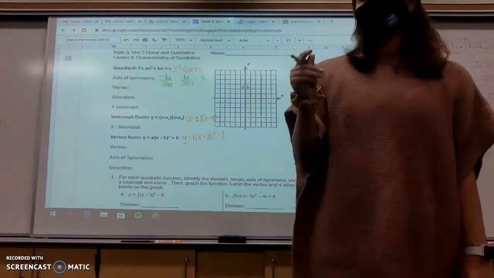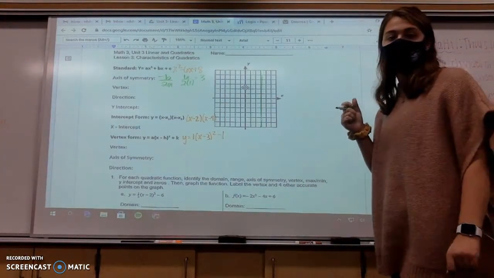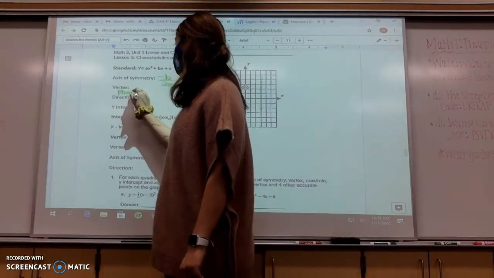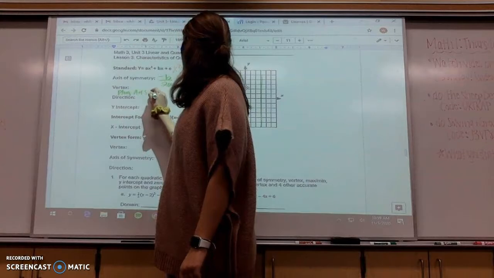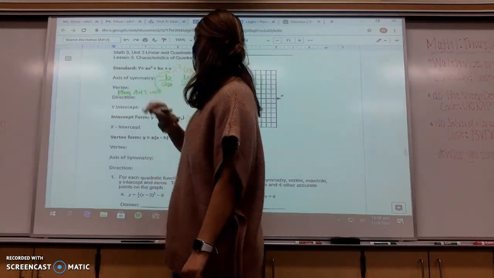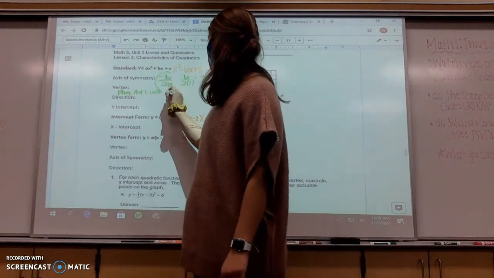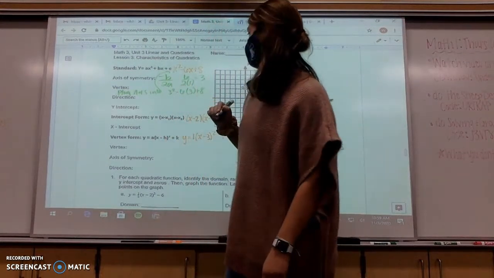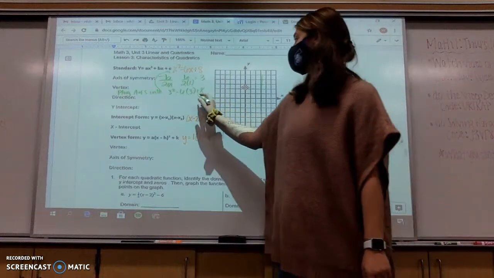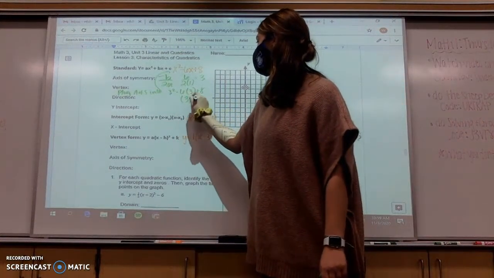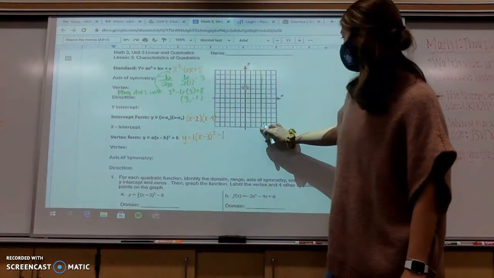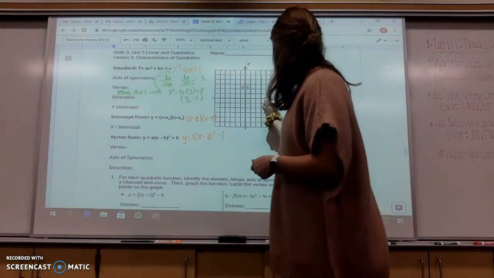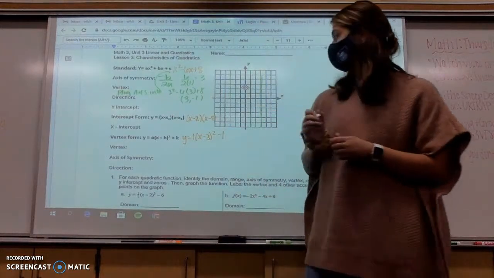Okay. After we find our axis of symmetry, to find our vertex, we plug the axis of symmetry into our equation up here. So we get 3 squared minus 6 times 3 plus 8. When we do that math, our vertex is at the point 3, negative 1. So I'm going to come over here on my axis of symmetry and mark my vertex. My vertex is right there at 3, negative 1.